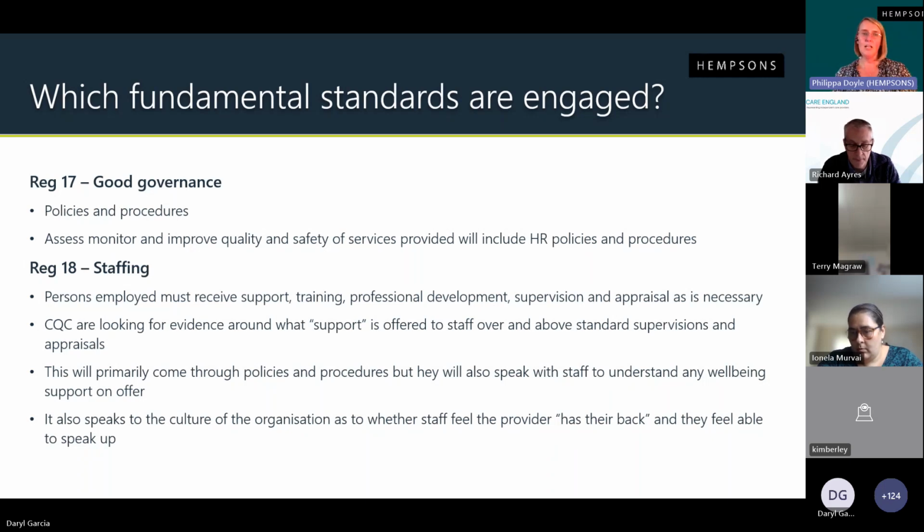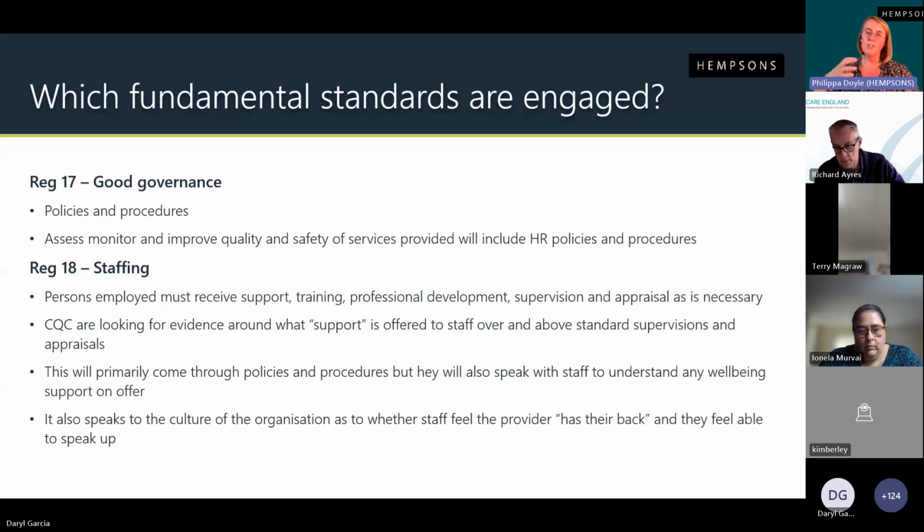As I've said on the slide under Regulation 18, support has become a really important word. When I did this training previously, I would kind of gloss over the word support and I'd focus on training and professional development and supervision and appraisal. But this whole quality statement is very much around what support is offered to staff over and above standard supervisions and appraisals. Some services report that supervisions can end up being the same conversation month in and month out. CQC are looking for something above and beyond that, that really shows how people within your service, how your staff, how your workers are valued.